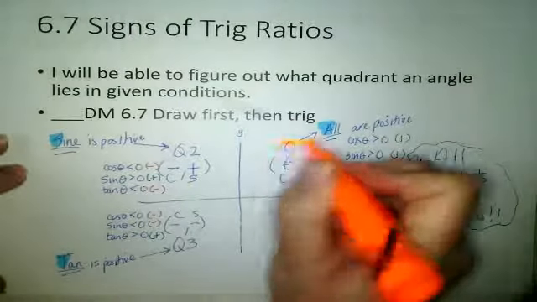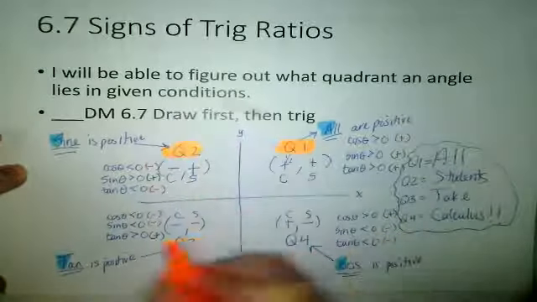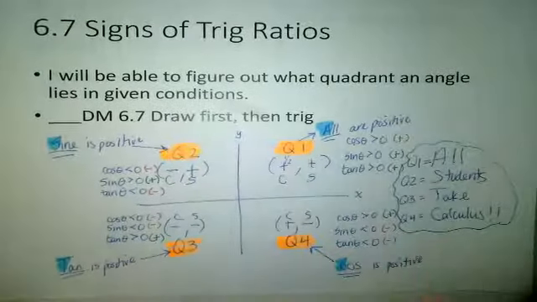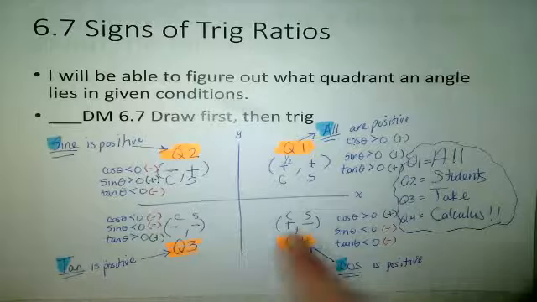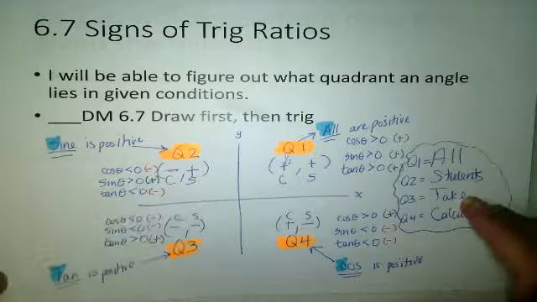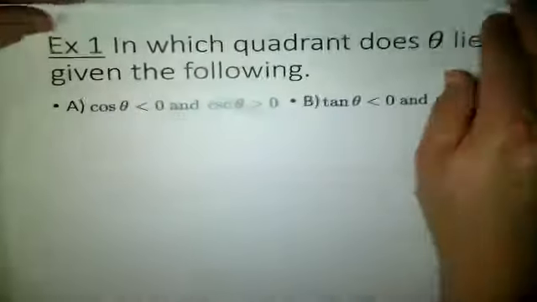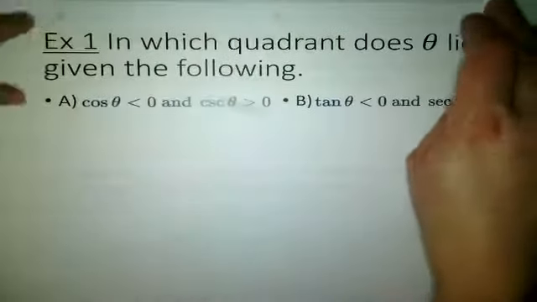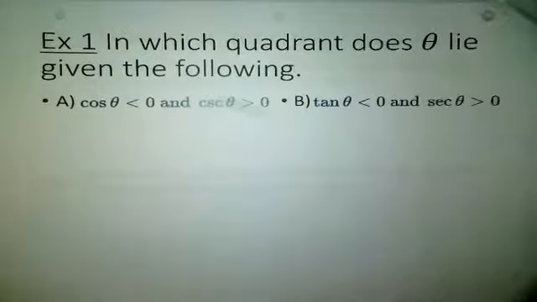That's how I'm going to do it because, I don't know, that's just how I think. But maybe the mnemonic is helpful for you. But I like to just draw this picture and use a little bit of elimination. So let's see how that works. Here's what you're going to see today. In which quadrant does theta lie given the following conditions?